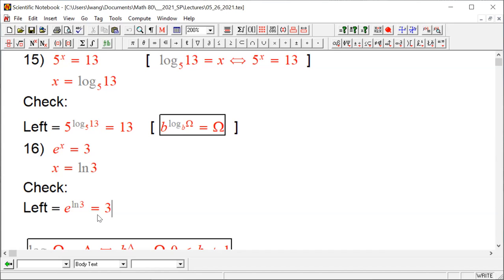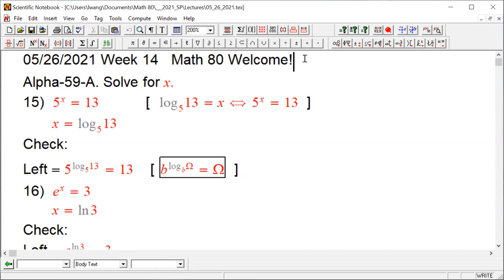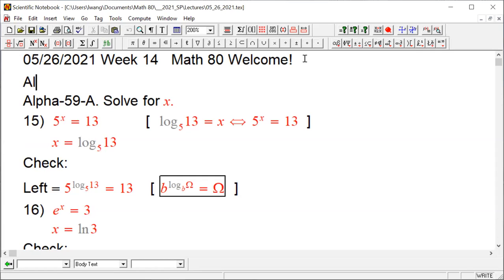So we know how to find solutions in those cases of 59A. If you need more exercise, you can go to 59B. But today we want to work on 60A. Alpha 60A. Are you guys ready?